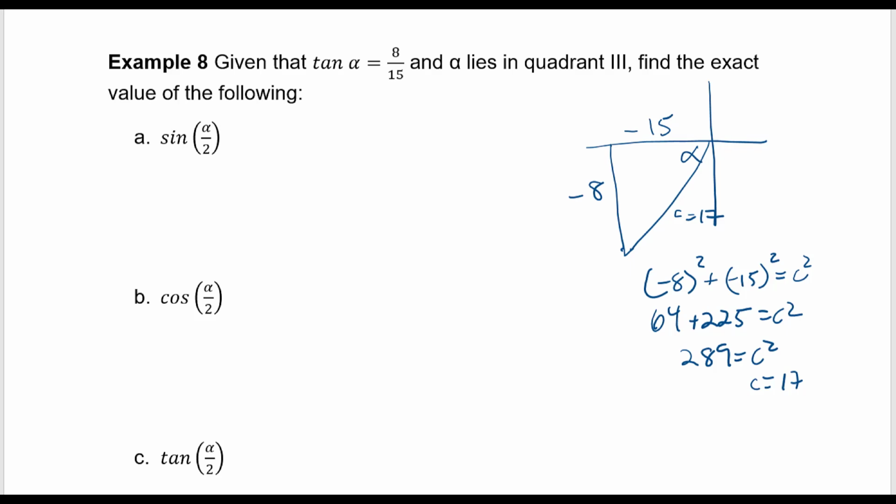Now, sine of alpha over 2, that puts us in, let's think about this for a second. It's going to put us somewhere between the second and first quadrant. If we were to divide this, 180 divided by 2 is 90, so it puts us in that quadrant. So this is going to put us in the second quadrant, so alpha over 2 is in quadrant 2. So sine of alpha over 2 will be the square root of (1 minus cosine of alpha) over 2.